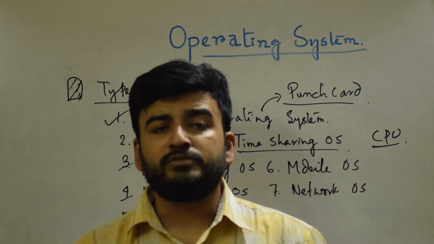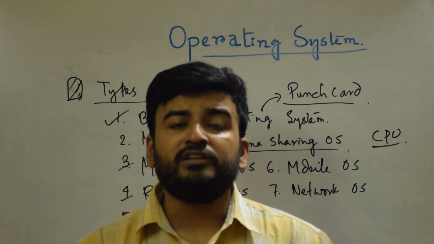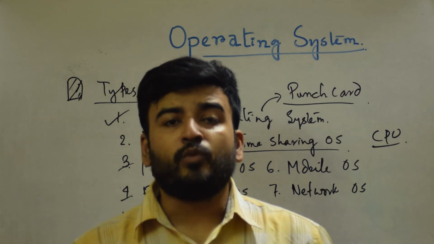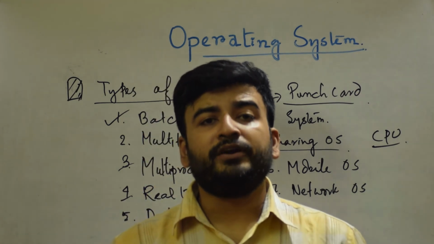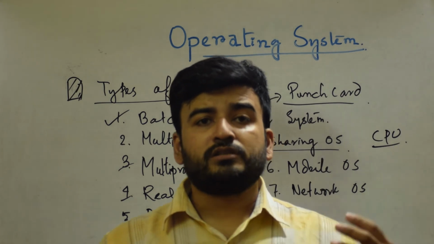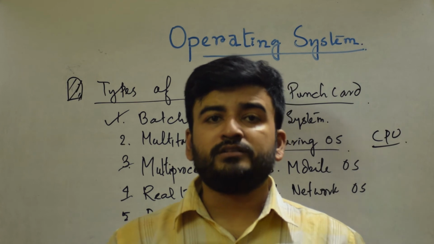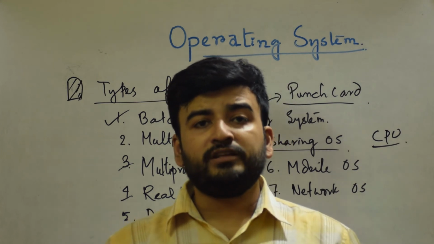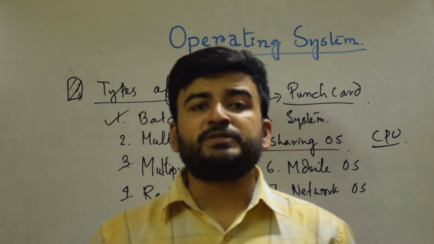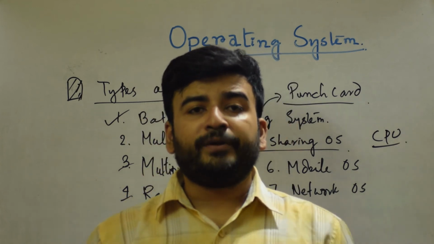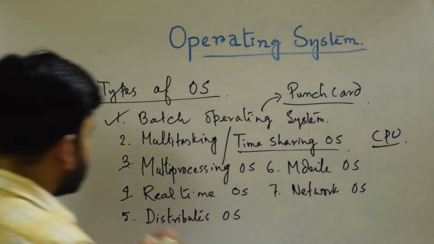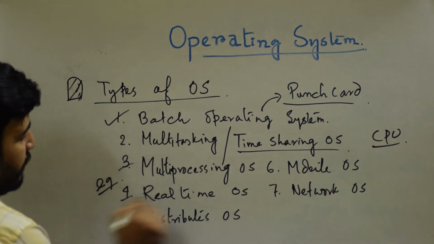In real-time operating systems, the time interval to process and respond to input is very small. The example of real-time operating system is in the battlefield, in the military, where the operating system used is a real-time operating system. The space operating system, that means the software used in space for space purposes, is also a real-time operating system. The examples are very important for real-time operating system.